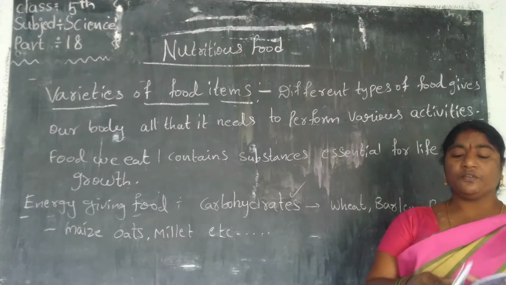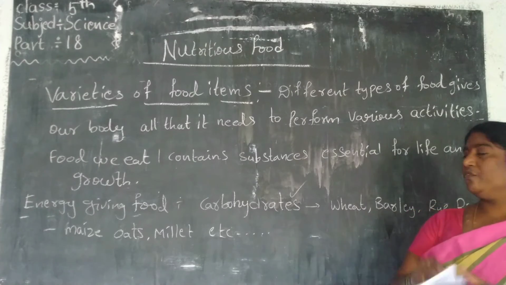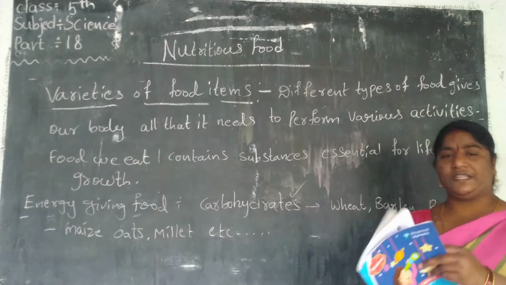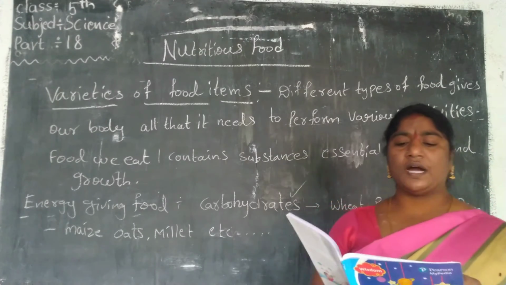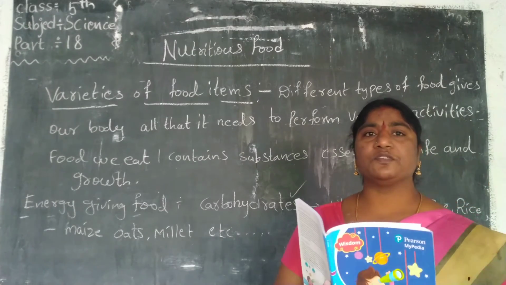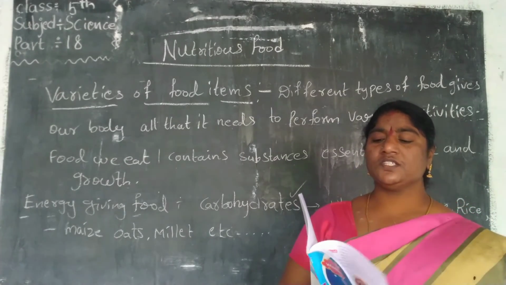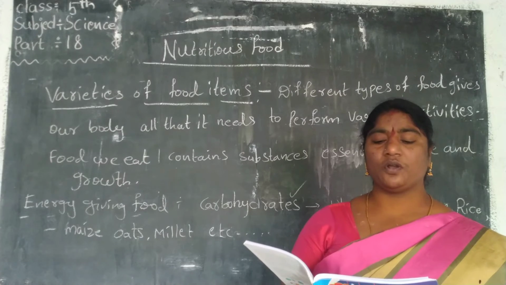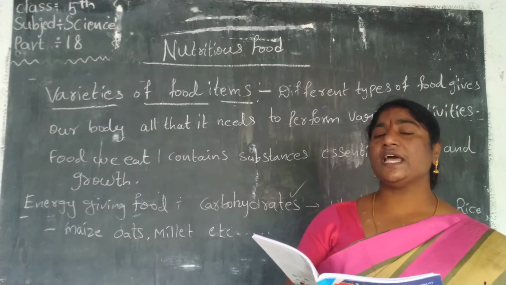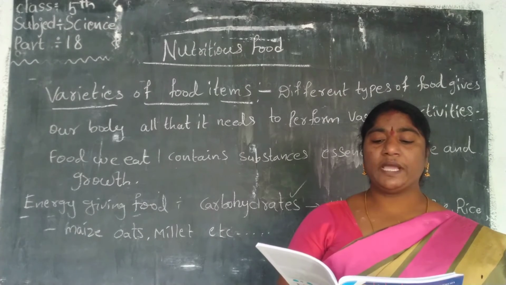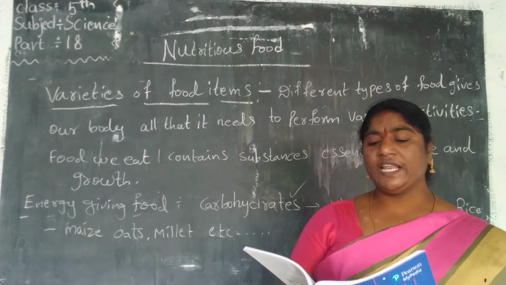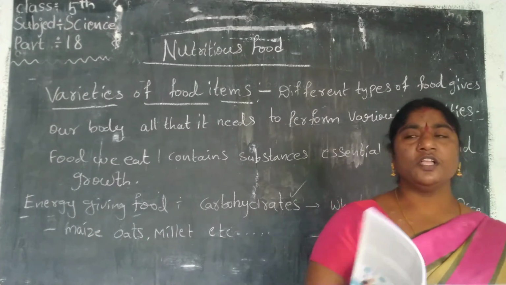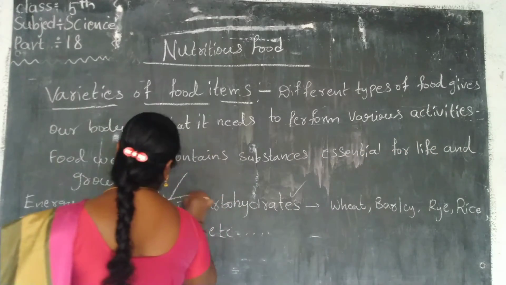In which foods are carbohydrates found? They are found in wheat, barley, rice, maize, oats and millets. Carbohydrates are in two forms: sugar and starch. Fruits such as bananas and mangoes are rich in sugar. Which fruits have a high sugar level? Mangoes and bananas. And cereals such as rice, wheat, jowar, maize, ragi, oats and millets are rich in starch.